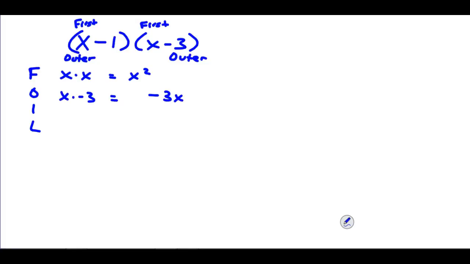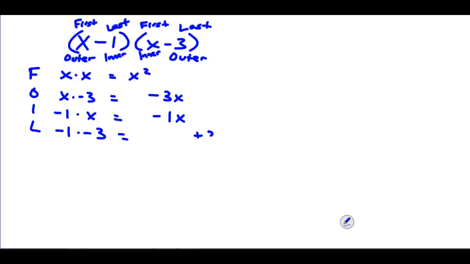You may notice that I didn't put the negative 3x right under the x squared because they're not like terms. I stands for inner. Inner is this negative 1 and this x. So it'd be negative 1 times x, which would be negative 1x. Notice I put it under the negative 3x because they are like terms. And then L stands for last. The last is the negative 1 that's in this binomial and the negative 3 that is in this binomial. So that turns into negative 1 times negative 3, which is positive 3. And notice I put it even further out because it's not like any of the other terms. Then you combine all these and you have x squared minus 4x plus 3.